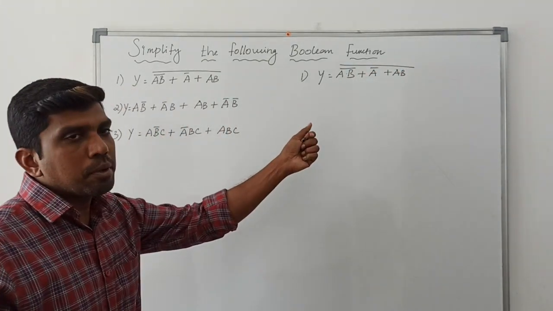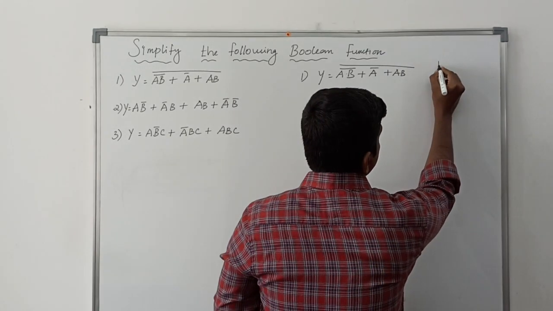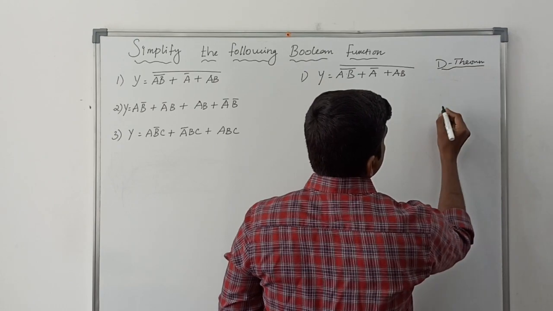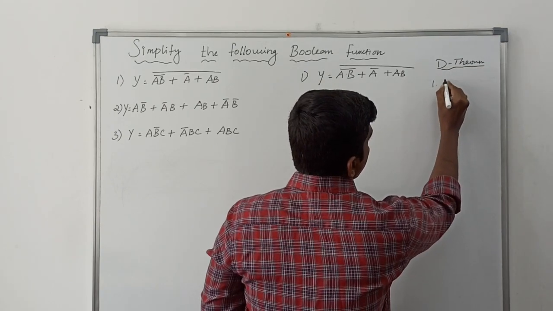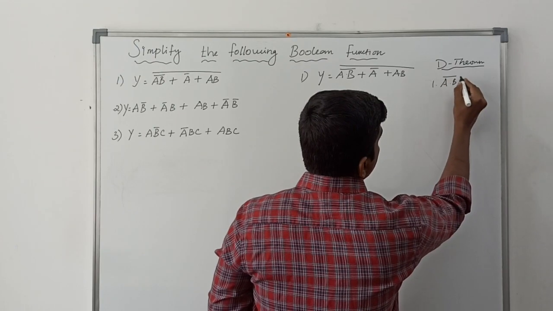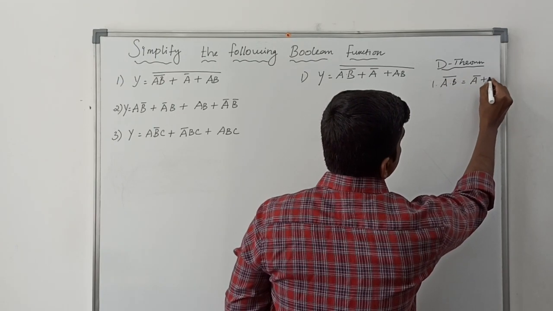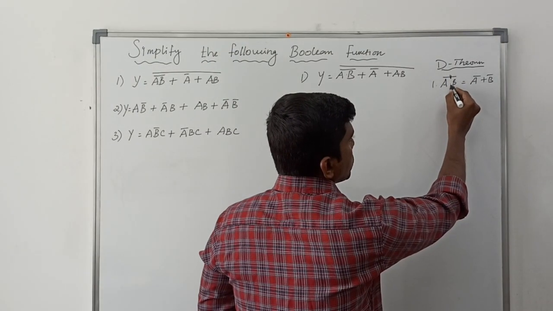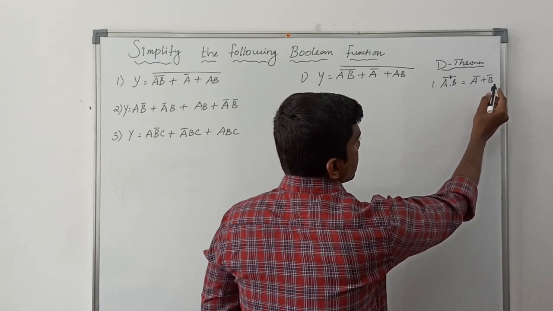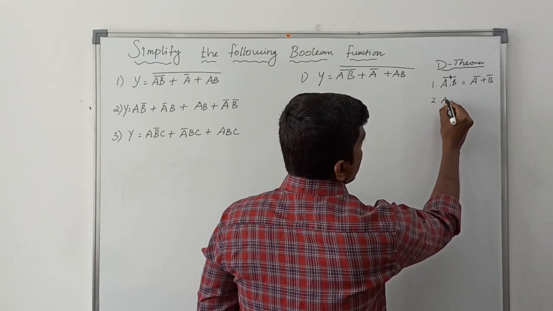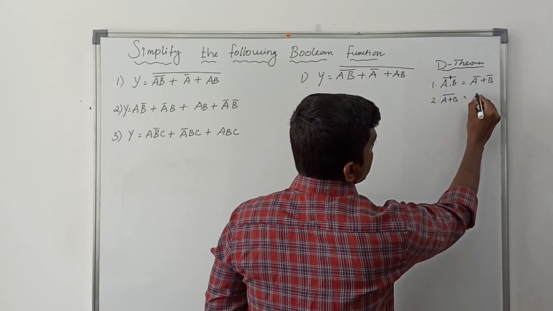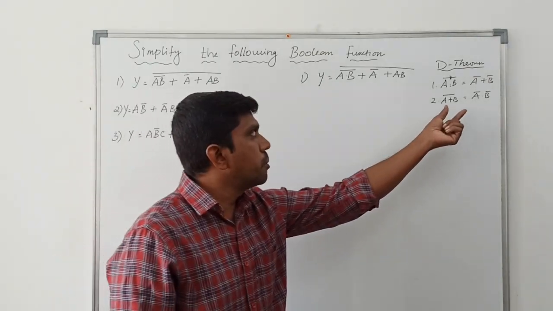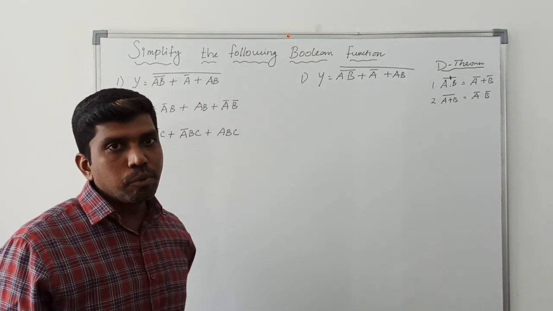Before solving the problem, first I write De Morgan's theorem. It has two theorems. The first one is (A dot B) the whole bar equal to A bar plus B bar. As I already told, if you need to break the bar, you change the sign, so A bar plus B bar. The second theorem, (A plus B) the whole bar equal to A bar dot B bar. Using De Morgan's theorem, I am going to simplify the Boolean expression.